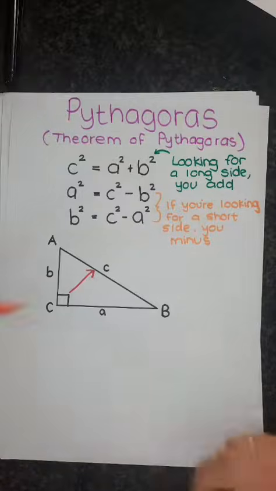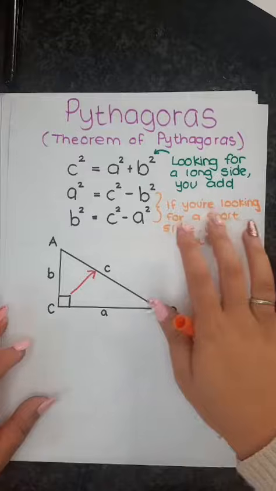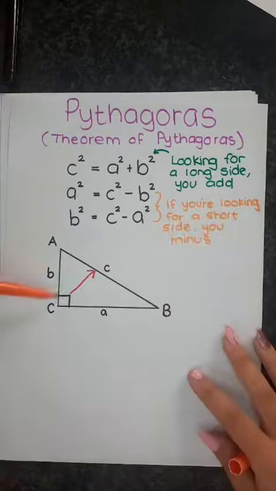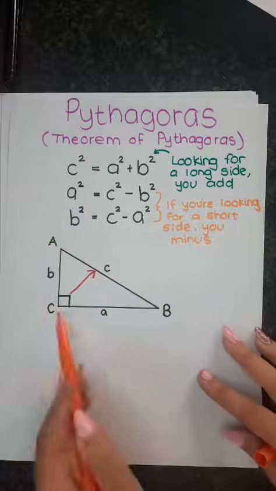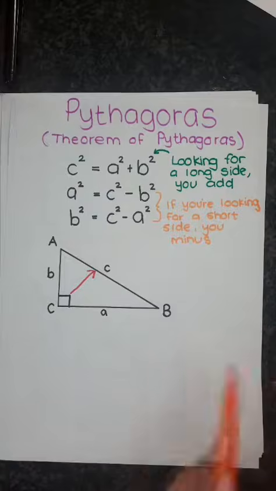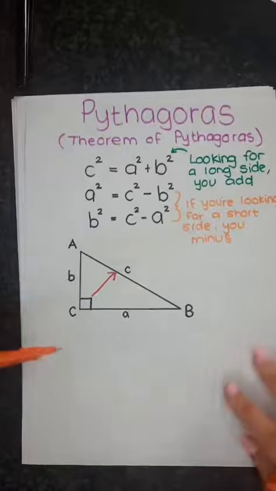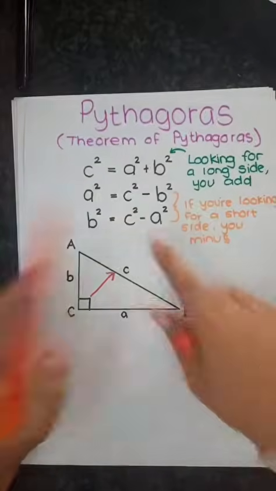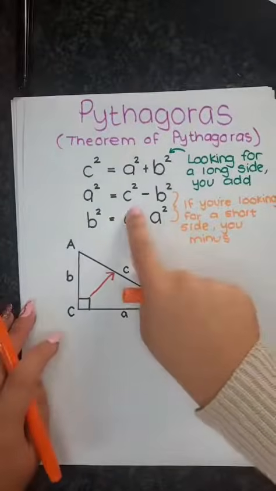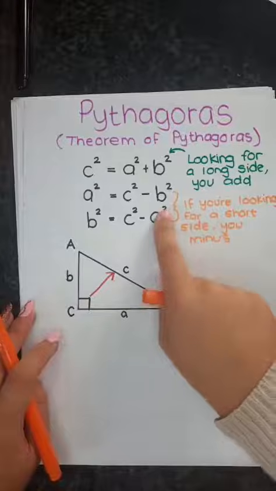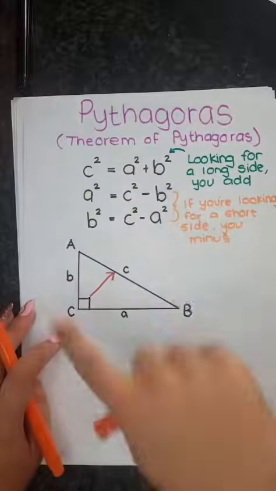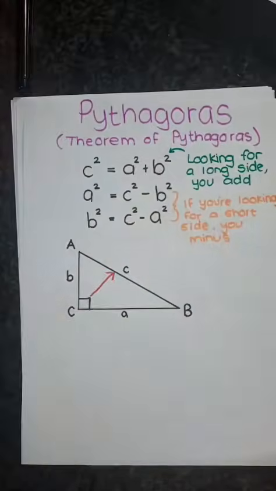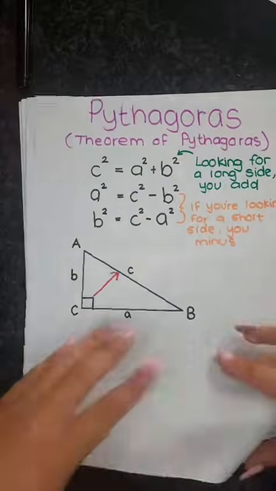Okay. If I'm not looking for the hypotenuse, so I call it the short side, then I'm looking for this side or this side. They are not the hypotenuse. They are not opposite the 90 degrees. Then I need to minus. So I take the long side squared minus one of the short side squared, and at the end I square root, because remember, I don't want b squared, I want b. Okay, you need to know this. But we're not doing Pythagoras now.